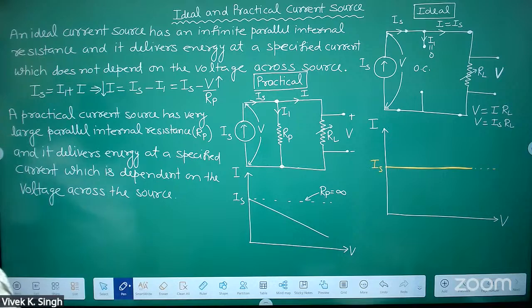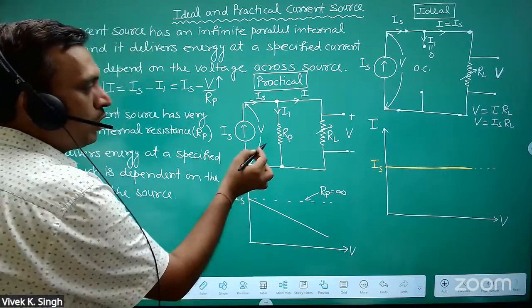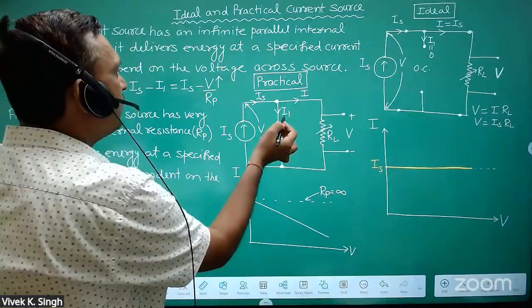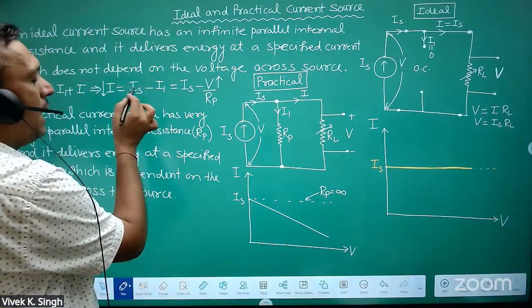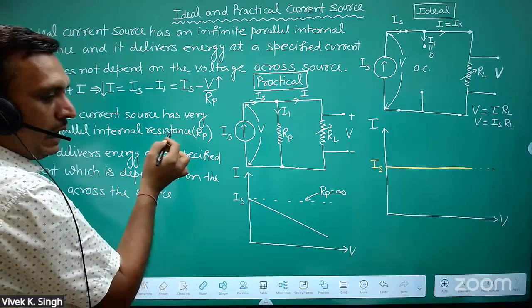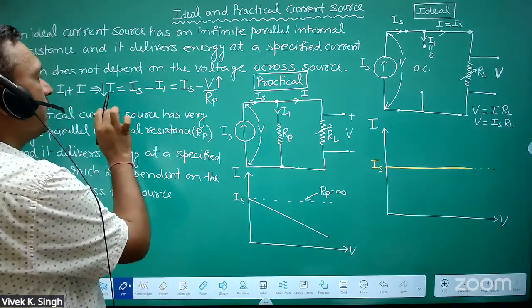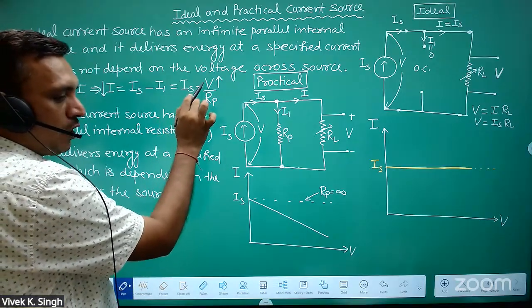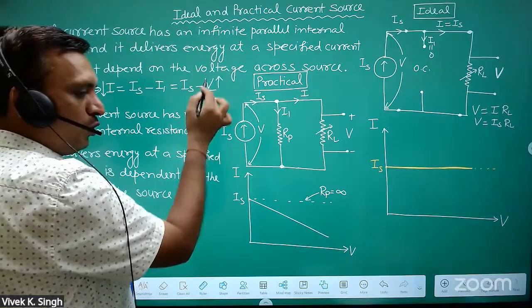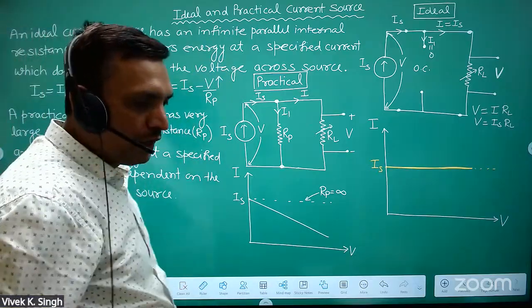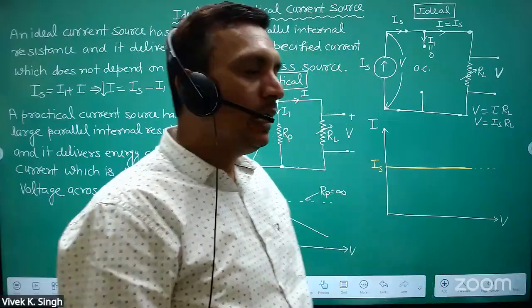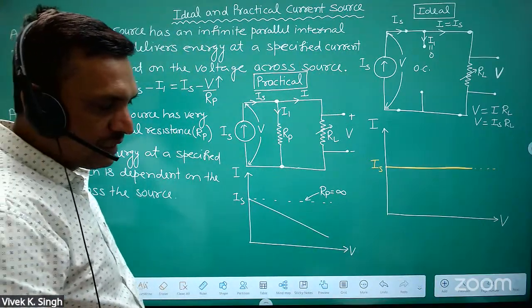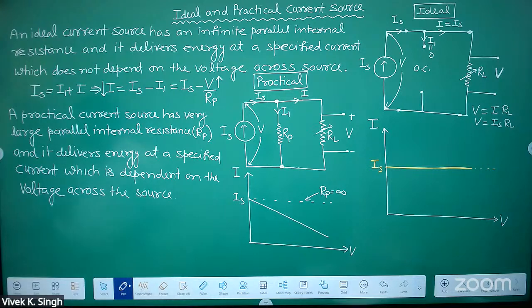ठीक है? So that's why just see why we want very high value of RP, so that I1 is almost zero. When I1 is almost zero, I is equal to IS. So in current source, our purpose is that across the load current should be equal to the IS. And that is possible when RP is very large, although there is a voltage variation. But when RP tends to infinity, these values are very close. So these are the ideal and practical voltage and current source. Is it clear? Yes or no? Yes, sir.